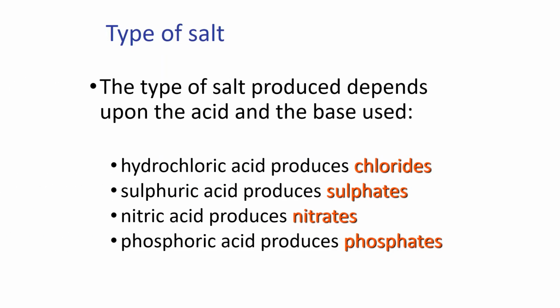Different types of salt can be produced depending upon the acid that you've used as well as the base. So hydrochloric acid will produce chlorides, sulfuric acid produces sulfates, nitric acid produces nitrates, and also phosphoric acid produces phosphates.